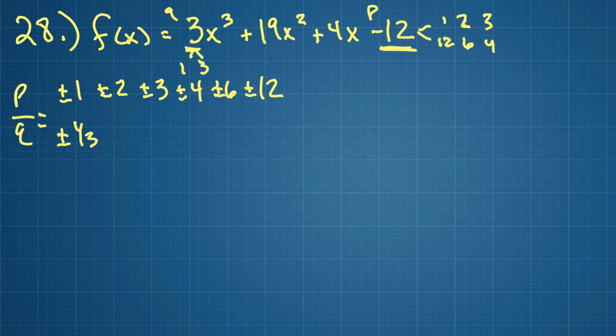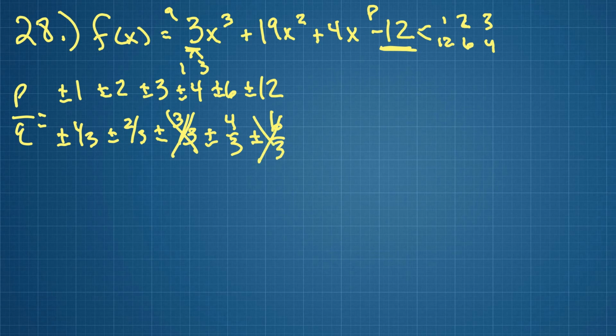Plus or minus 1/3, plus or minus 2/3, plus or minus 3/3 is just 1, so I don't need it. Plus or minus 4/3, plus or minus 6/3, well that's 2, so I don't need that. And plus or minus 12/3 is 4, so I don't need that either. Alright, so these are my options. Now I'm going to start guessing.